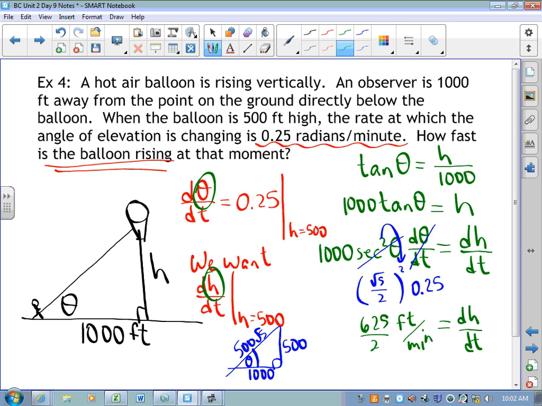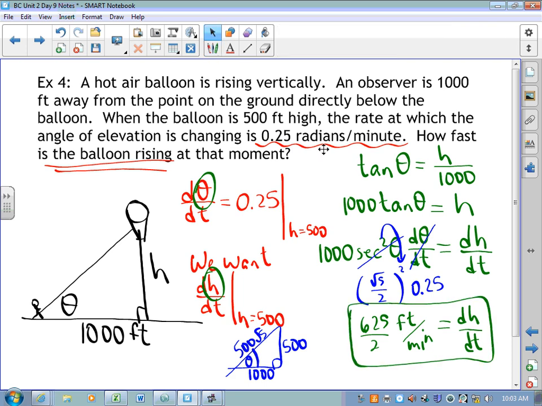We measured height in feet. We measured time in minutes. So dh dt is in feet per minute. We double check. Our answer is positive. We expected a positive answer because the height of the balloon is increasing, and we know we're in good shape. That's the thing we were supposed to find. That's the thing we found.